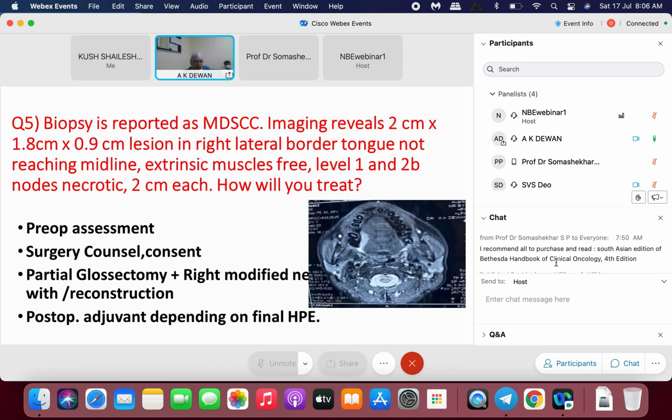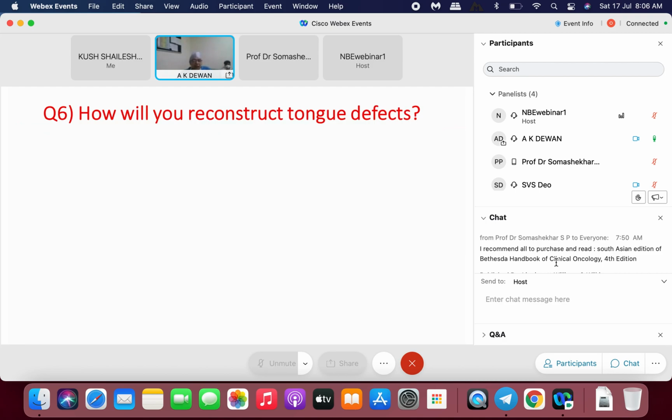Why you are talking of reconstruction? Because he's a salesperson. Speech is very important. He wants the correct speech. So this man might need a reconstruction also. Post-op adjuvant treatment depending on the final histology report. How will you reconstruct a tongue defect?